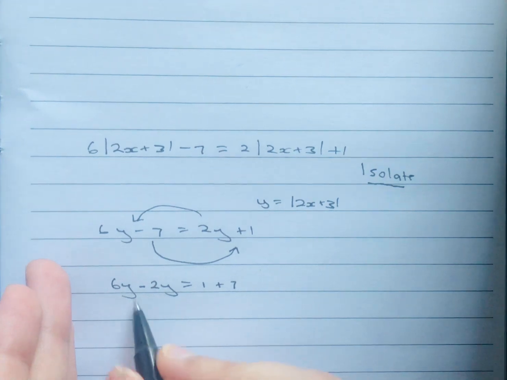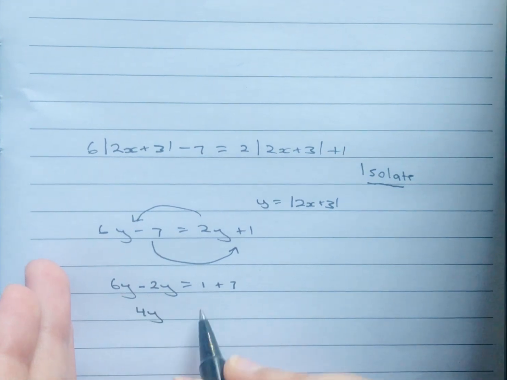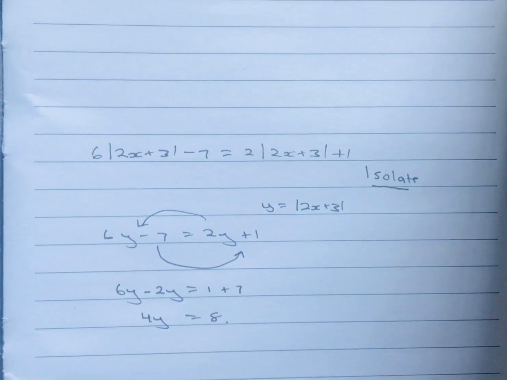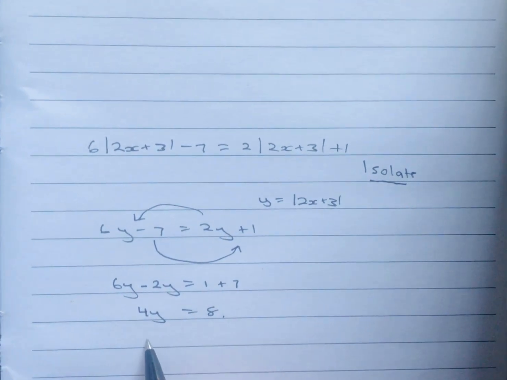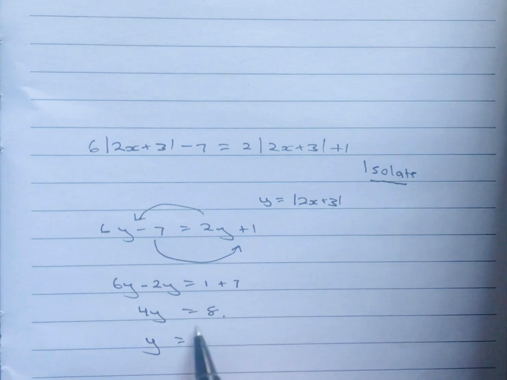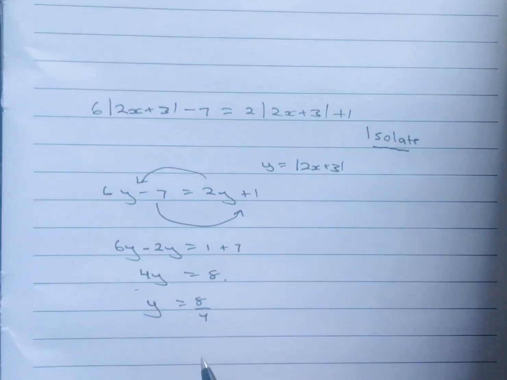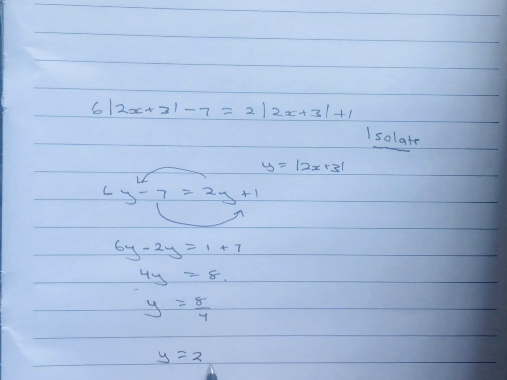So now you solve this, you have 4y is equal to 8. Okay, and then you have y is equal to 8 over 4, right? Because you divide by 4 on both sides. So now you have y is equal to 2.